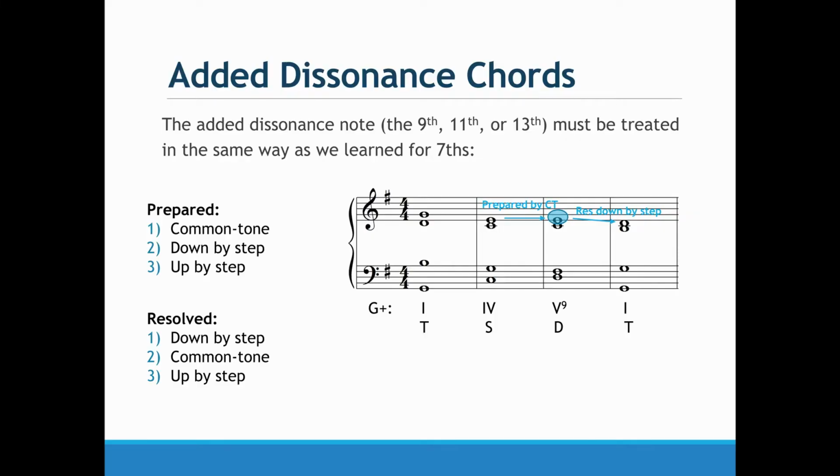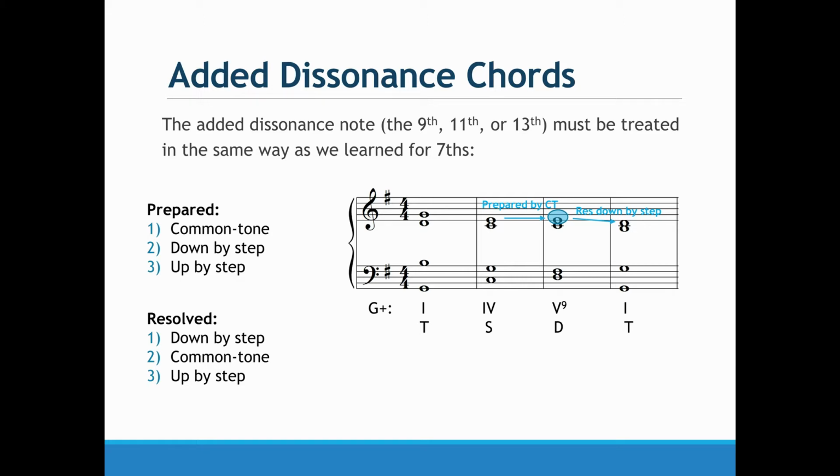In terms of voice leading, it turns out you actually already know the rules for this. The added dissonance note, in other words, the note that is the 9th, 11th, or 13th, must be treated in the same way as what we learned for 7ths. We need to prepare that note and we need to resolve that note. The rules for preparing and resolving are exactly the same as for 7th chords. We want to prepare by common tone if possible, and we want to resolve down by step if possible. But if that's not possible based on the notes available in the previous or subsequent chord, then we essentially go down our list of options to choose our next best option.